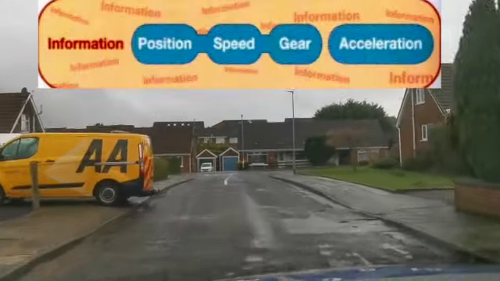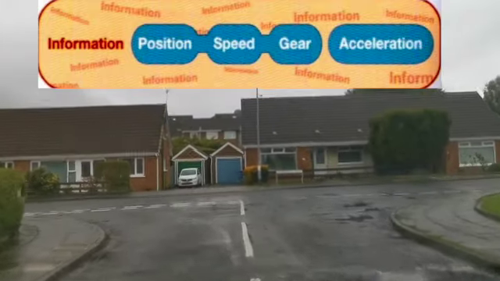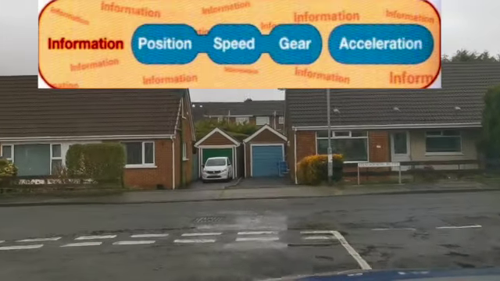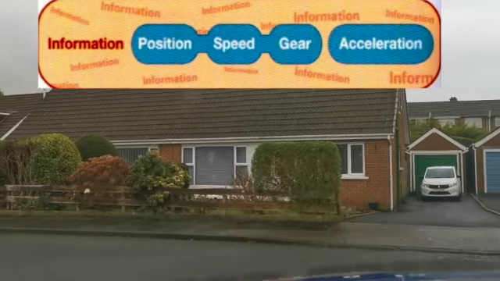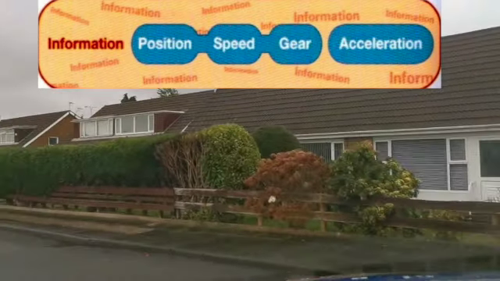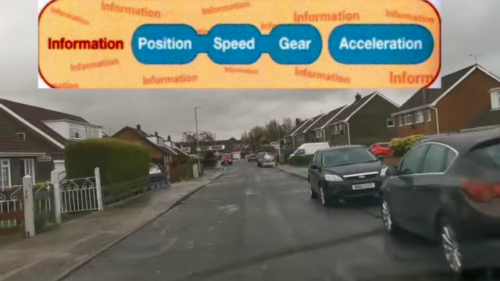So checking mirrors, taking information, giving information. Position will be to the left. Speed will have to reduce. Can't see much, so gear first, grip it out, and then when safe to do so, still taking in information before accelerating away.